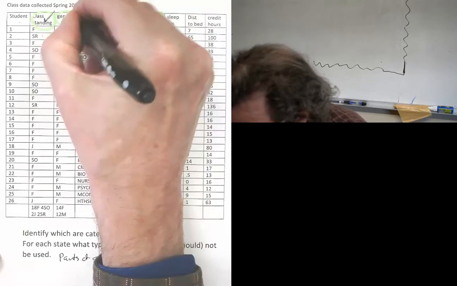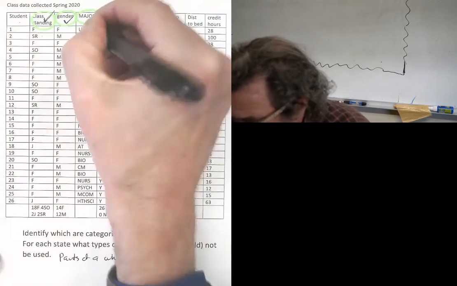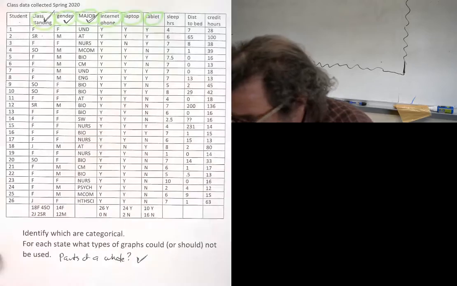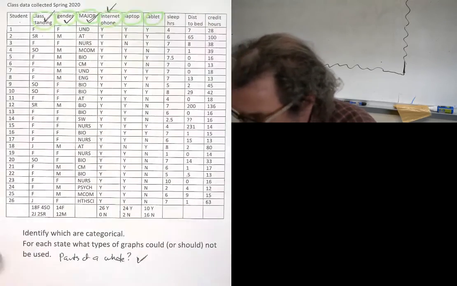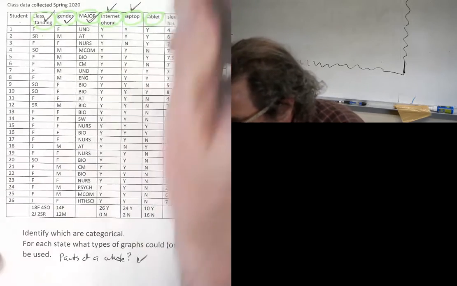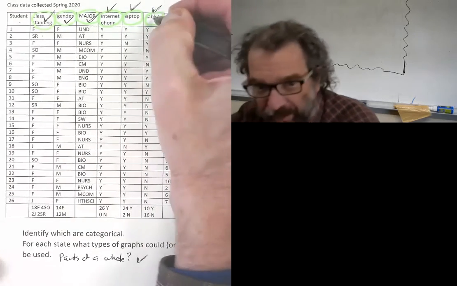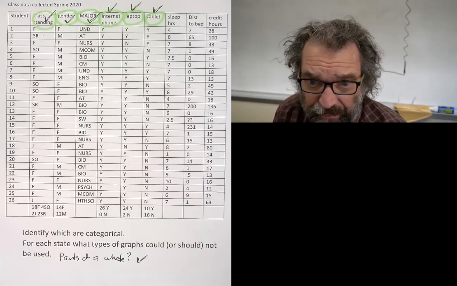Gender, yes. Male or female. Major, well, if you can't have two majors, I guess that's okay too. Phone, yes or no, looks good to me. You can't answer both. Laptop, yes or no, can't answer both. Tablet, yes or no, can't answer both. So all of those are parts of a whole.